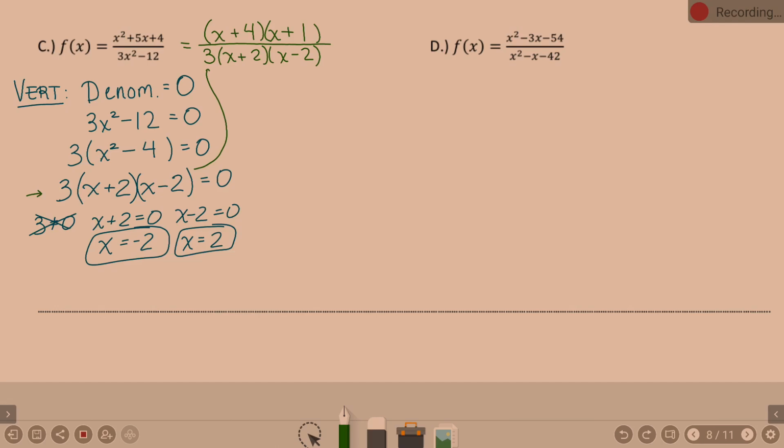Now, before we go on to do horizontal asymptotes, do I have any matching factors on top and bottom that are the same? No? Okay. Then we're safe to go on to horizontal asymptotes.